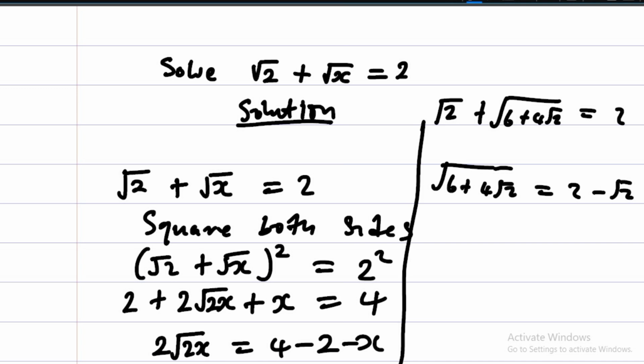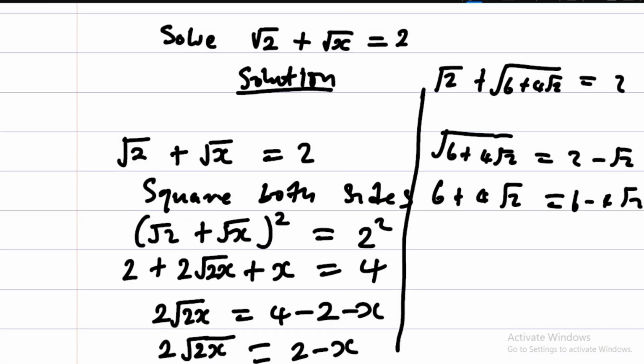If we square both sides here, I'm going to have 6 plus 4 root 2 is equal to, if I square the other side, 6 minus 4 root 2. So you see that this one is not part of the answer. The positive one is not part of the answer. So the only solution to this problem is the negative one. So let us check the negative one.